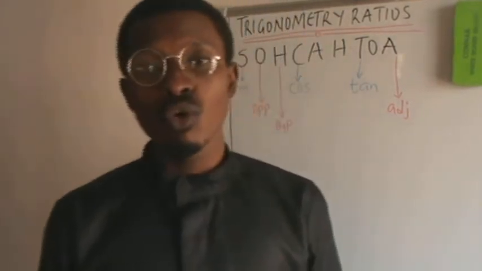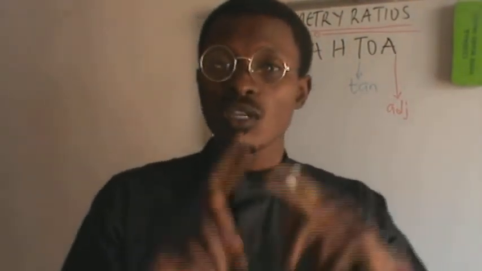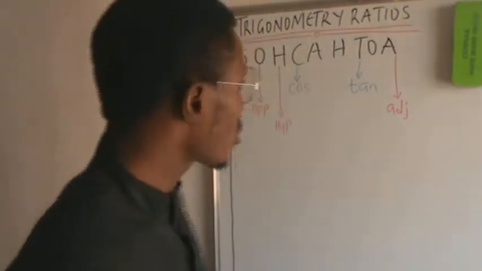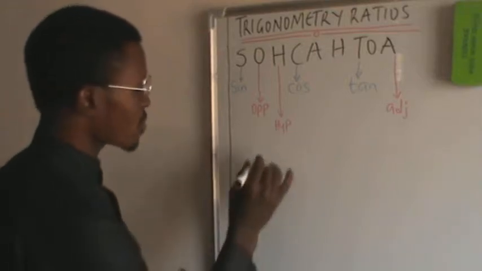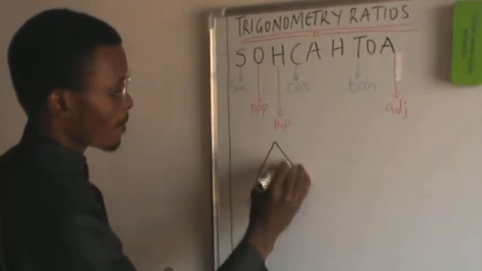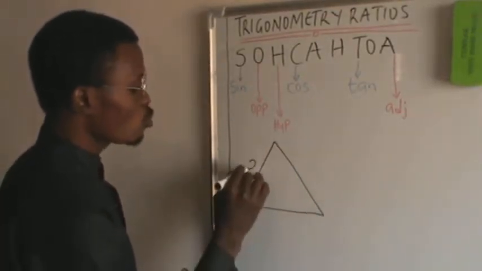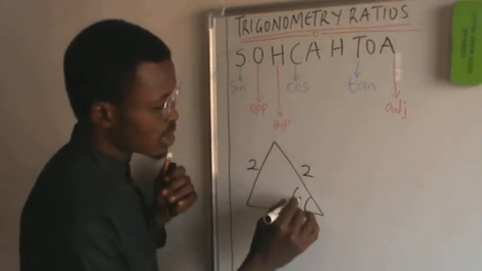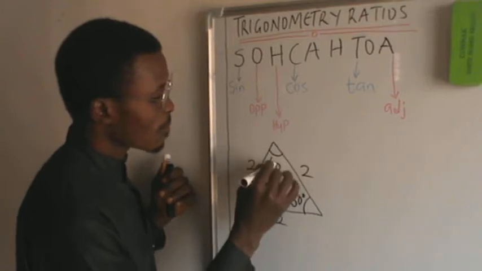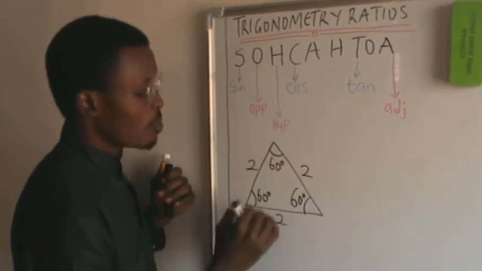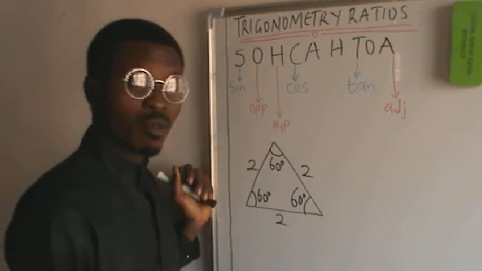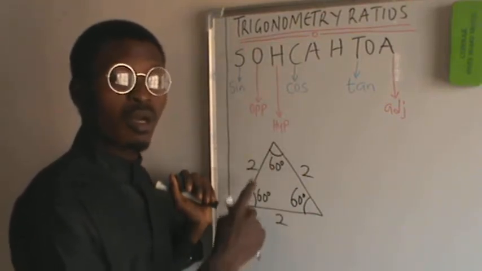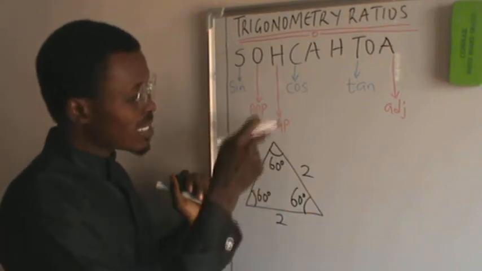Before now, we know that an equilateral triangle has all its sides equal and all its angles equal. Now let us consider an equilateral triangle of sides 2 units, like this: 2, 2, 2. And of course, each of the angles will be 60 degrees, 60 degrees, 60 degrees, because when you sum the angles up, it's going to give you 180 degrees. So, since each angle is equal, it has to be 60 degrees. Then I bisect one of the angles.